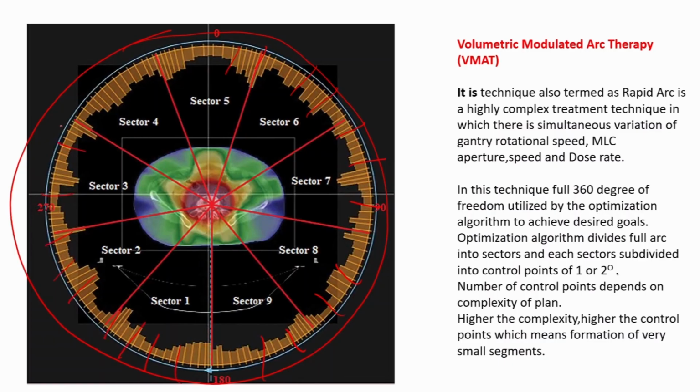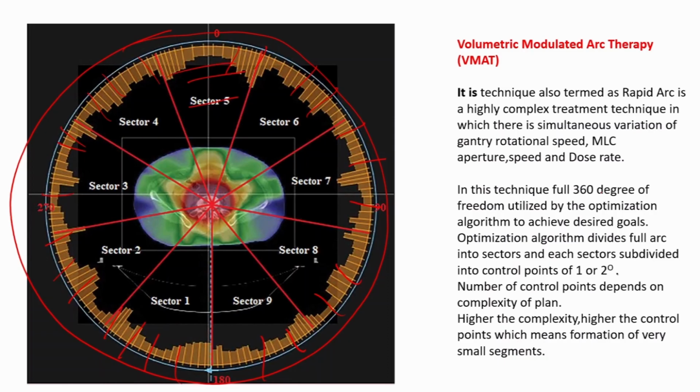Each angle there is a modulation. It means that there is a marginal increase in the segmentation. There is a marginal increase in the degrees of freedom. So there is a higher modulation. Higher modulation means higher segmentation. So the VMAT technique generally forms a sector, and according to the sector the segments are formed.